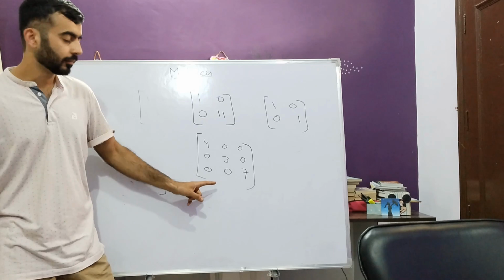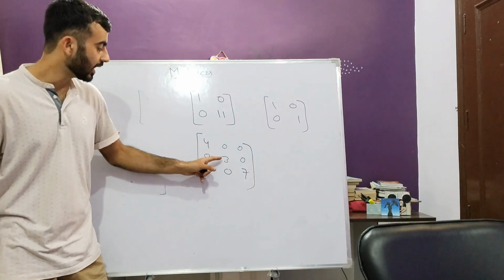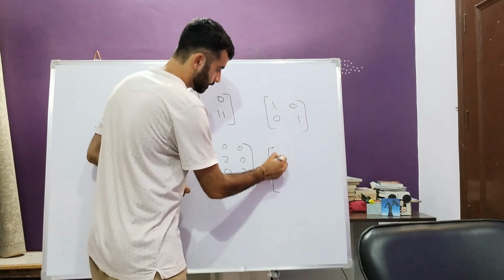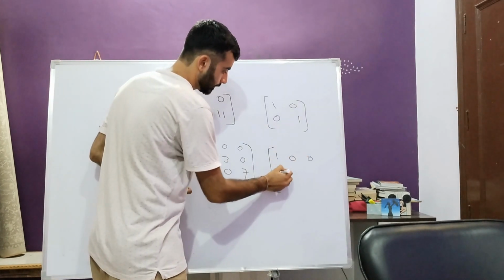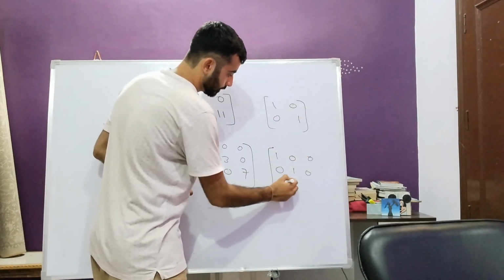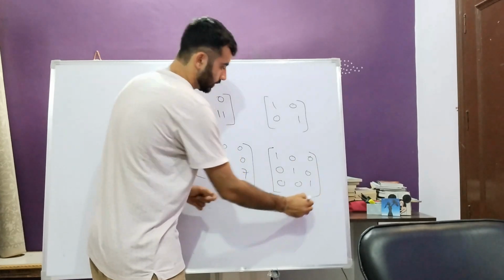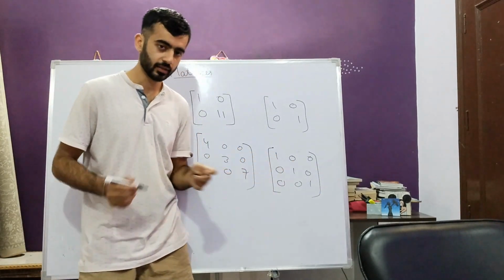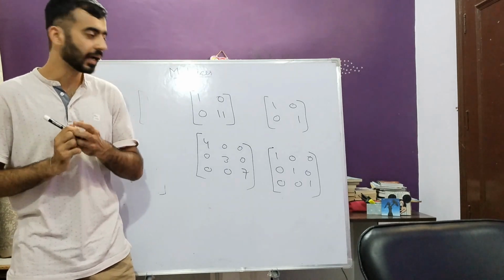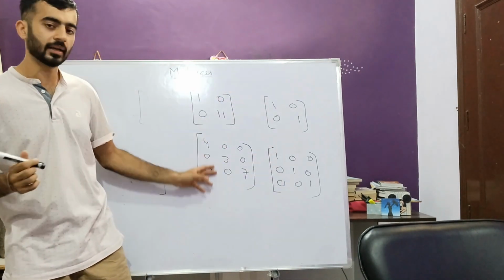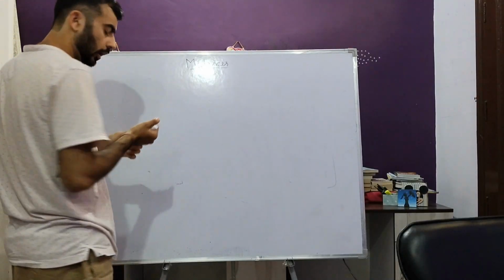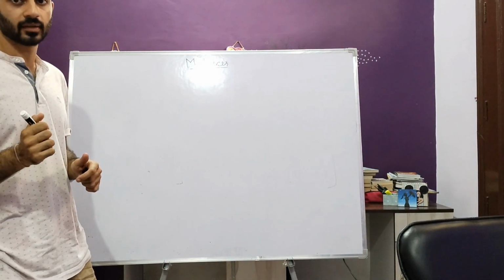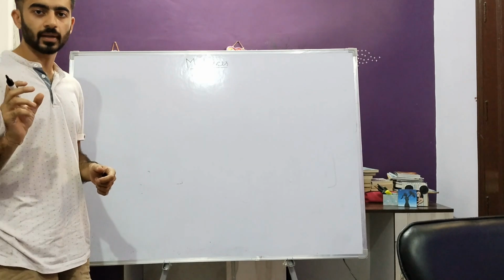This is a diagonal matrix because here diagonal elements are 4, 3 and 7. This is an identity matrix because here diagonal elements are 1. This is the difference between an identity matrix and a diagonal matrix. Now we will talk about symmetric matrix and skew symmetric matrix. Let's come to symmetric matrix first.